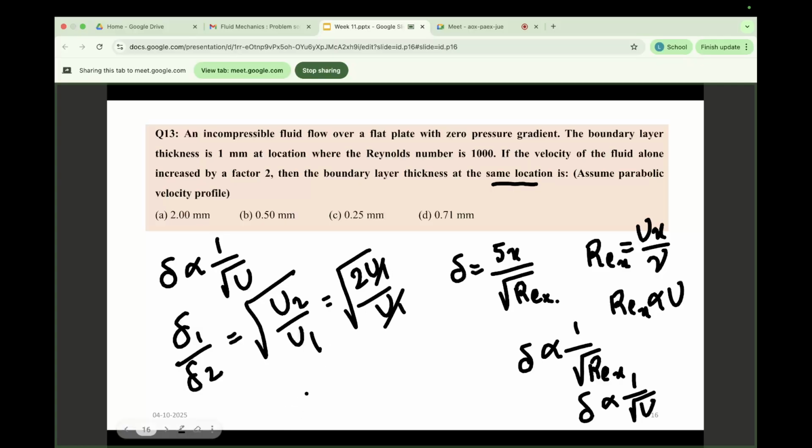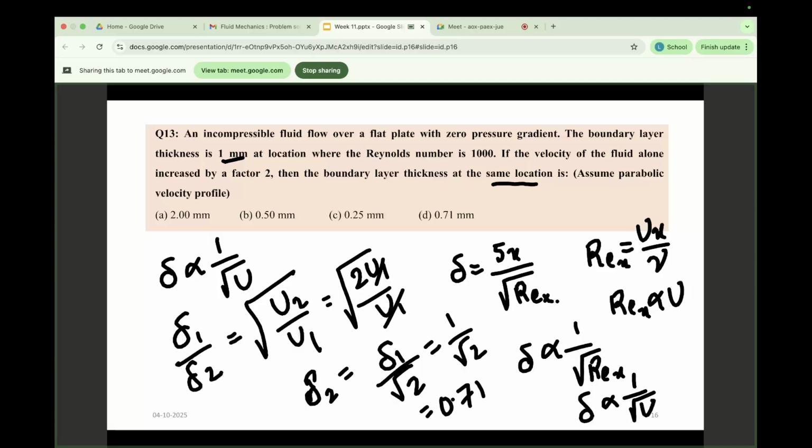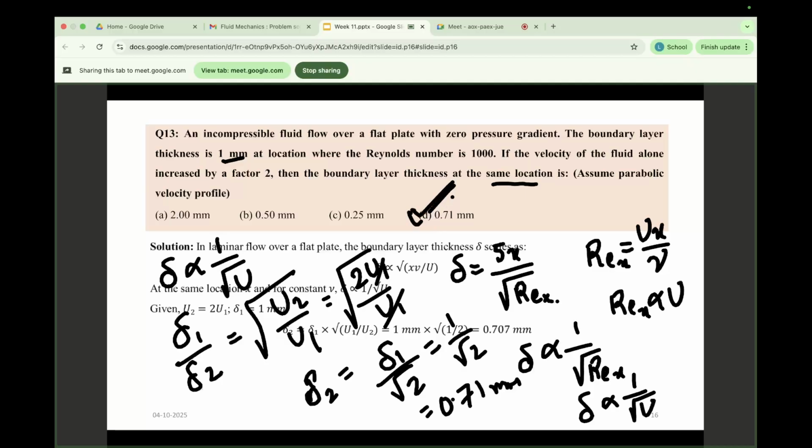So we are asked to find the boundary layer thickness, delta 2. So delta 2 is delta 1 by root 2. Delta 1 is given as 1 mm. So 1 by root 2, which is 0.71 mm. So the correct option is option D. Can you understand this? So I am moving to the next one.